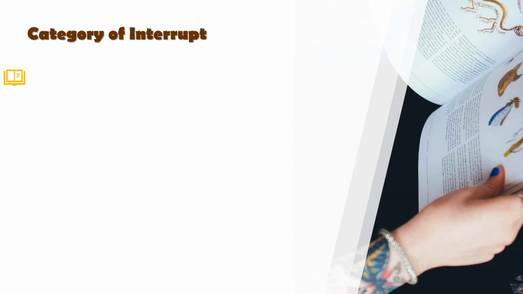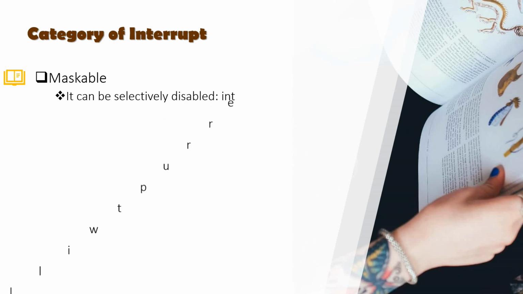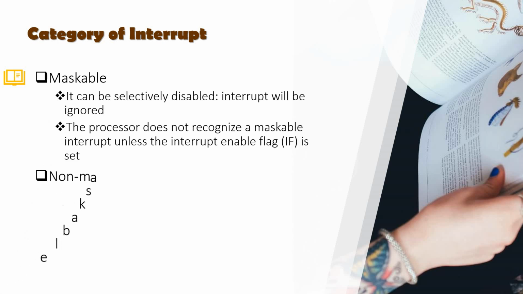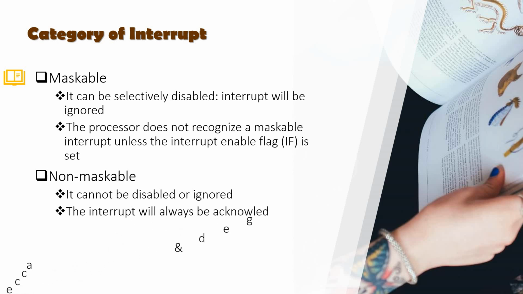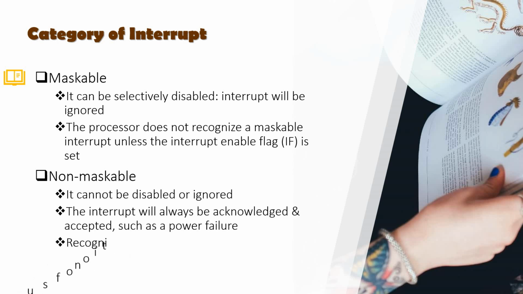Category of interrupt. Maskable. It can be selectively disabled, and the interrupt will be ignored. The processor does not recognize a maskable interrupt unless the interrupt enable flag, IF, is set. Non-maskable. It cannot be disabled or ignored. The interrupt will always be acknowledged and accepted, such as a power failure. Recognition of such interrupts cannot be prevented.